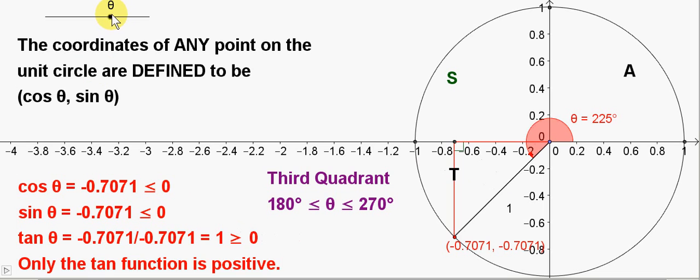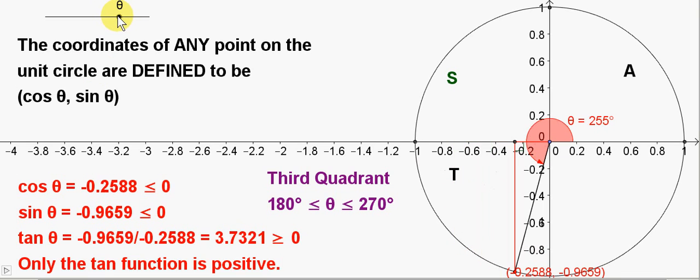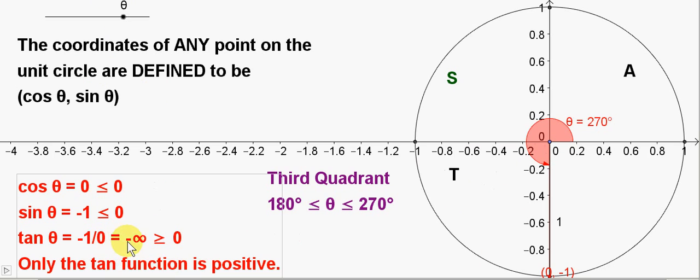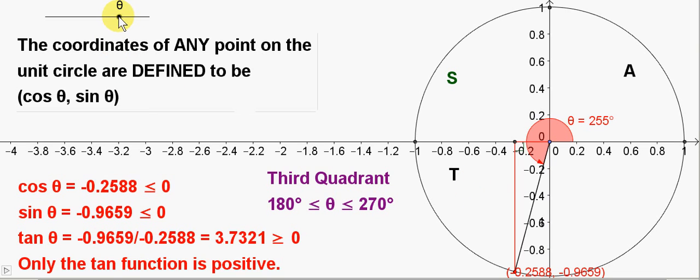Actually, when we get to theta equals 270 degrees, the tan function jumps to minus infinity. So this is not true, of course, here, but since this value is undefined, we just ignore what happens at 270 degrees. So we call this quadrant the T quadrant to indicate that only the tan function is positive, except at 270 degrees where it's not even defined. So the T means only the tan function is positive. That means the other two functions, sine and cos, are negative.